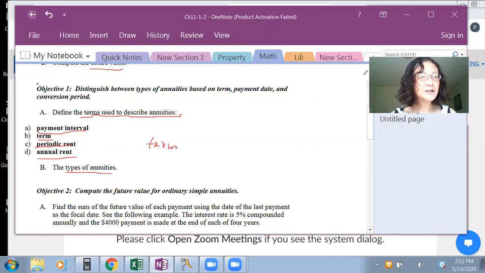If the annuity is based on term, you have the annuity certain, which means it has a fixed beginning and ending payment. The other type based on term is a perpetuity. If the payment continues indefinitely, for example, a scholarship is a kind of perpetuity. Next is contingent annuities, where the beginning date or ending date or both are uncertain. For example, life insurance. So this is based on the term.